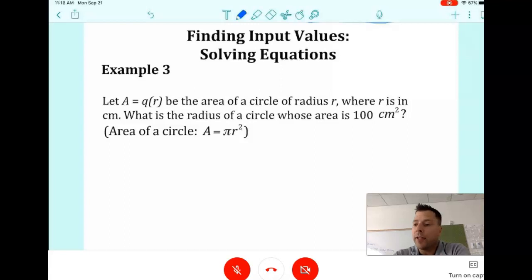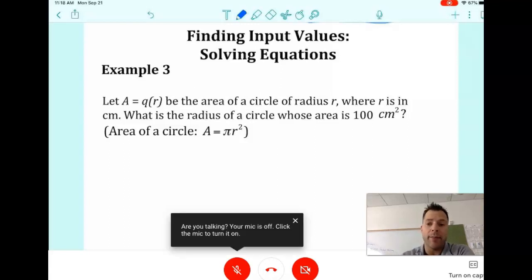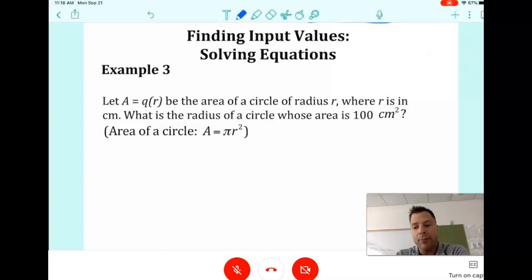Hey everybody, welcome to video 3 on section 1.2, 2.1, finding inputs and outputs, and we're going to continue on finding input values by solving equations. So here's examples 3 and 4.